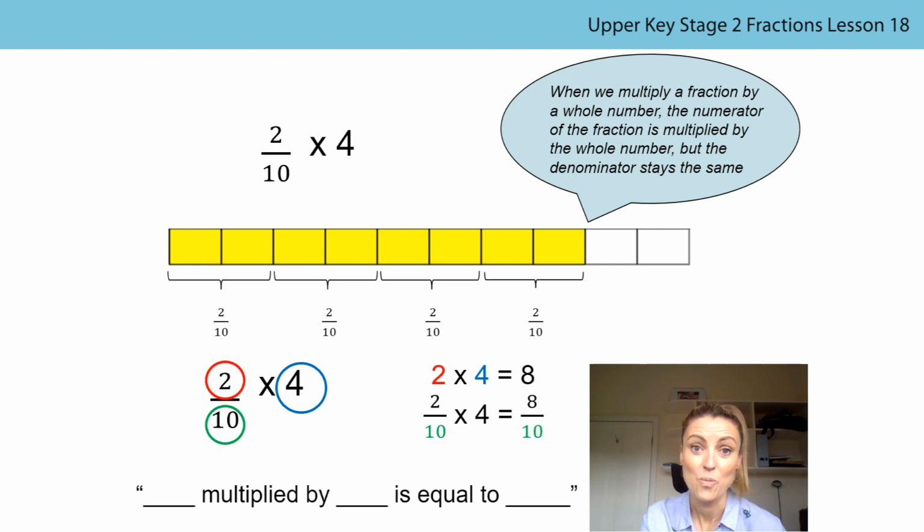Here is my workings out, my method. 2 multiplied by 4 is equal to 8, and then therefore 2/10 multiplied by 4, keeping that denominator the same, is equal to 8/10. 2/10 multiplied by 4 is equal to 8/10. I'm sure you got that right. Well done.